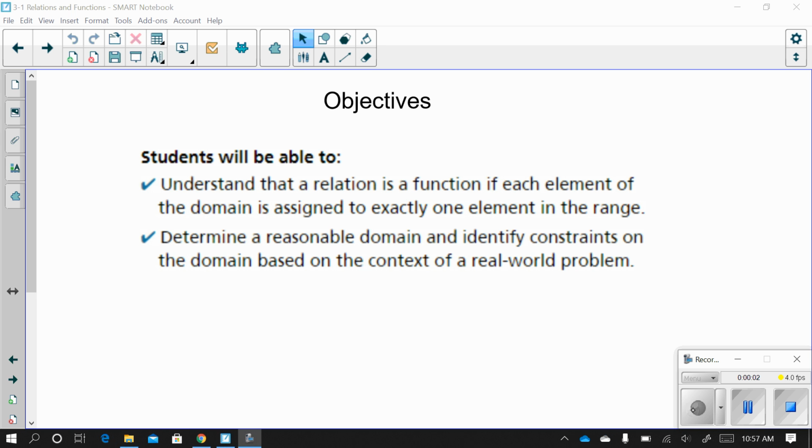Hey guys, so today we're going to start chapter 3. Okay, chapter 3, we start really going into what a function is, and we do some different things with functions, and we'll look at a project later in the chapter, which is kind of a lot of fun.